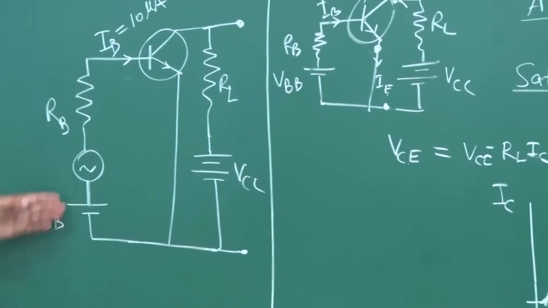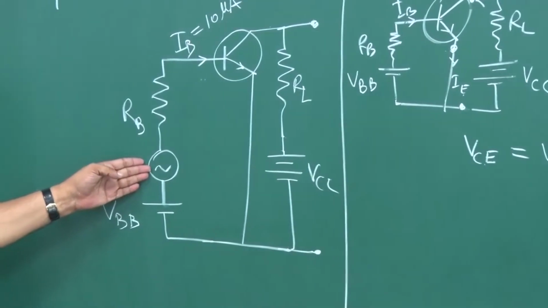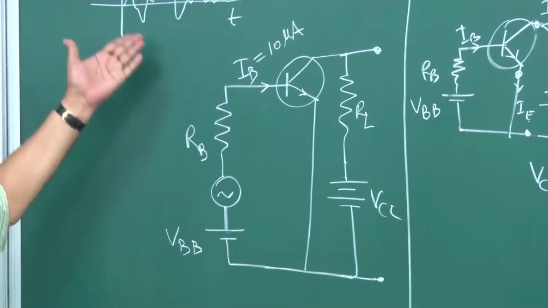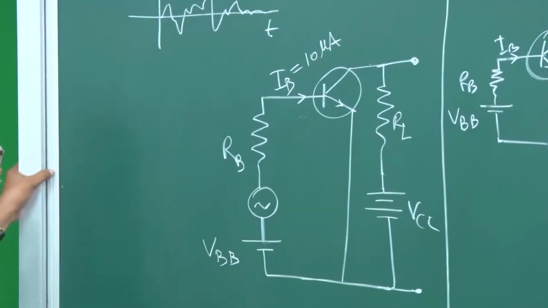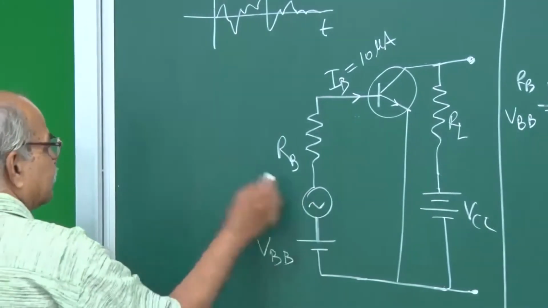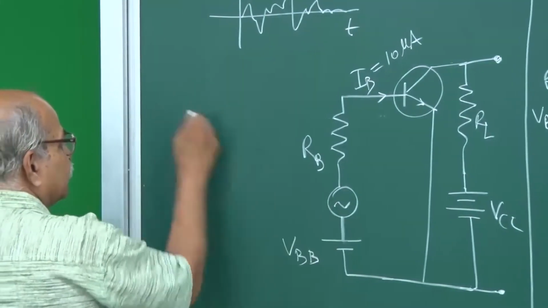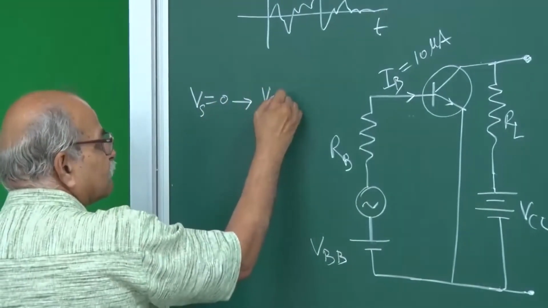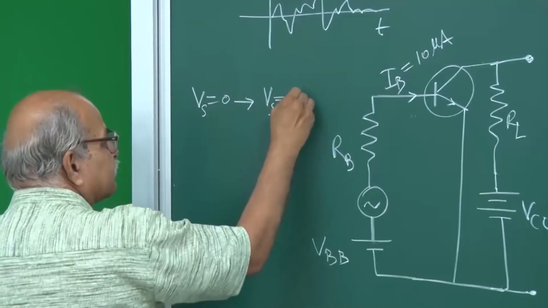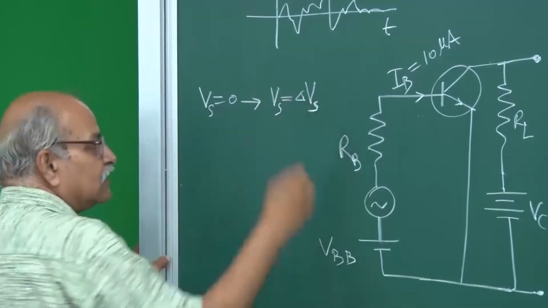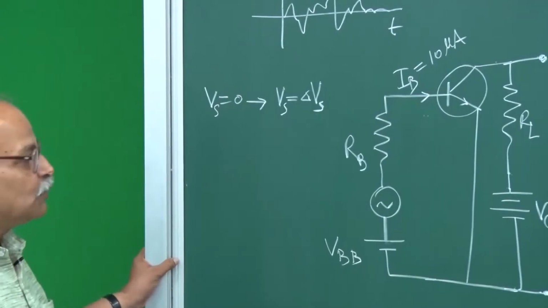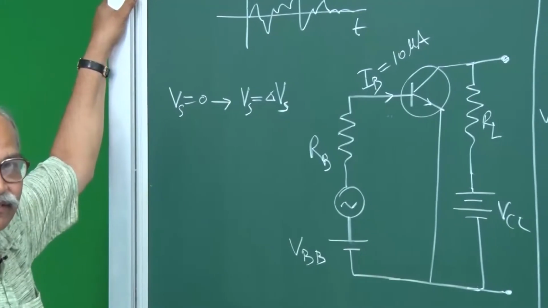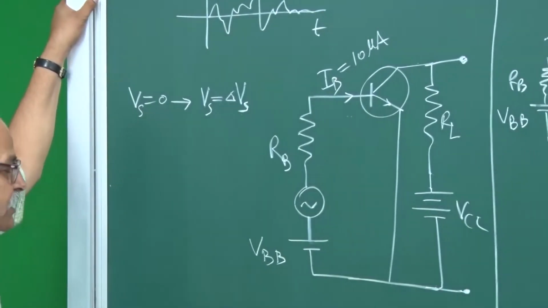Now the signal is there. So at a certain time the signal is 0, but then as time passes it changes. Let us say it changes by a small amount delta Vs. So this Vs, which was 0, goes to Vs equal to delta Vs. What will happen to IB? The IB will also change.